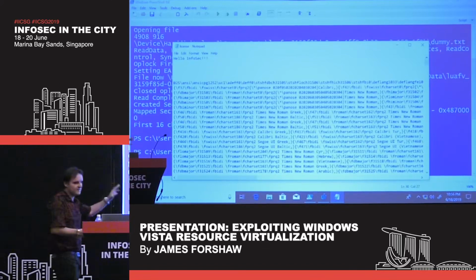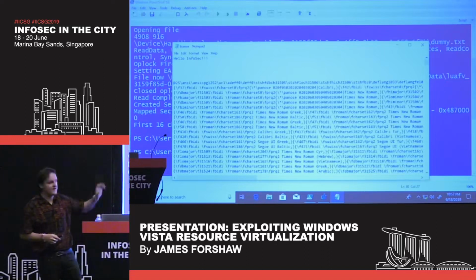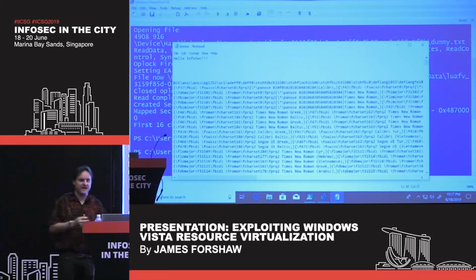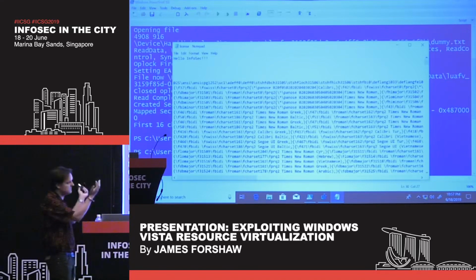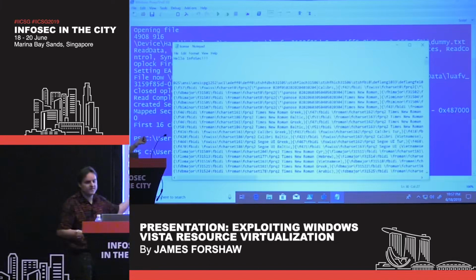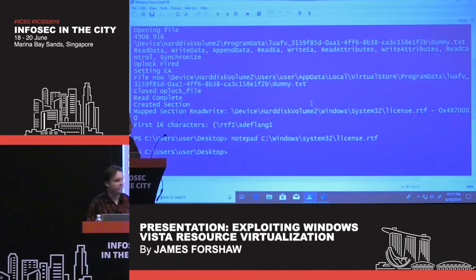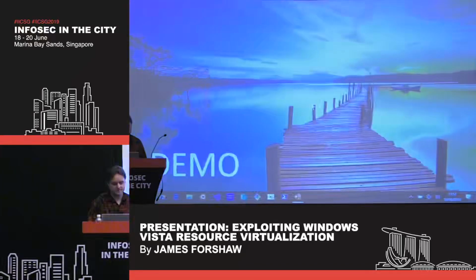And then there's existing bugs. There's like the diagnostic hub trick, which allows you to basically use license.rtf as a DLL and get system privileges from that. And so it all just works. And for all intents and purposes, it has no concept that you've just completely tricked it and overwritten a file you shouldn't have been able to write to.